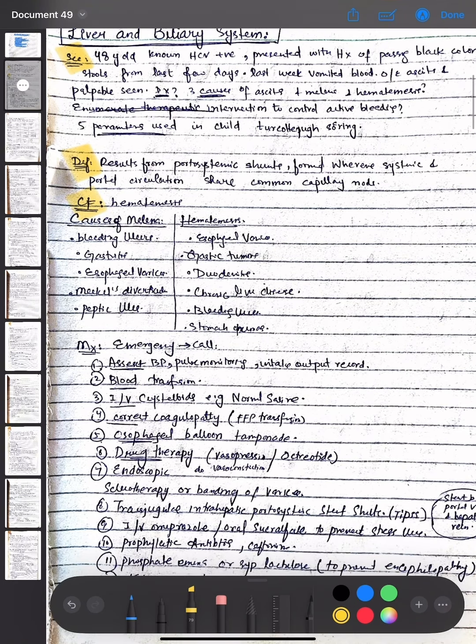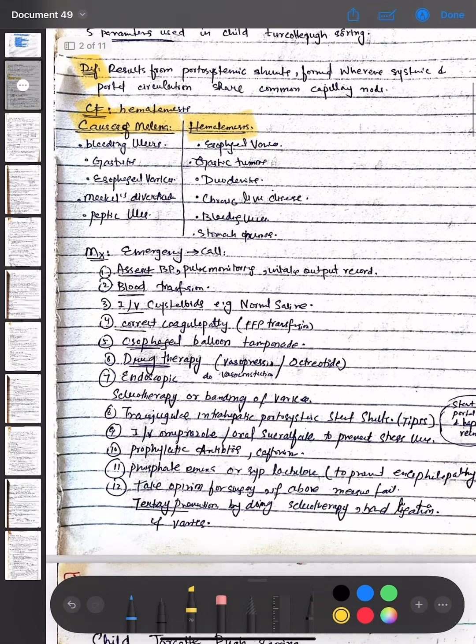The causes of melena are bleeding ulcers, gastritis, esophageal varices, Meckel's diverticulum, and peptic ulcers. And the causes of hematemesis are esophageal varices, gastric tumors, duodenitis, chronic liver disease, bleeding ulcer, and stomach tumors.